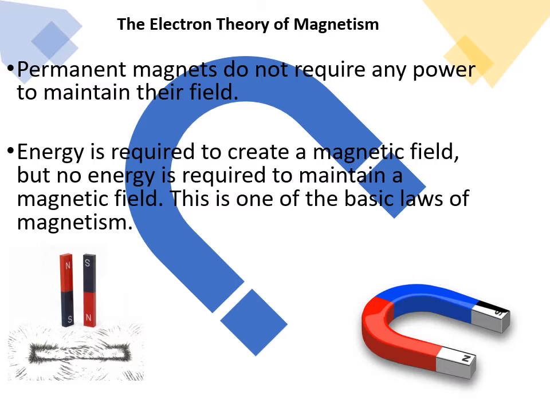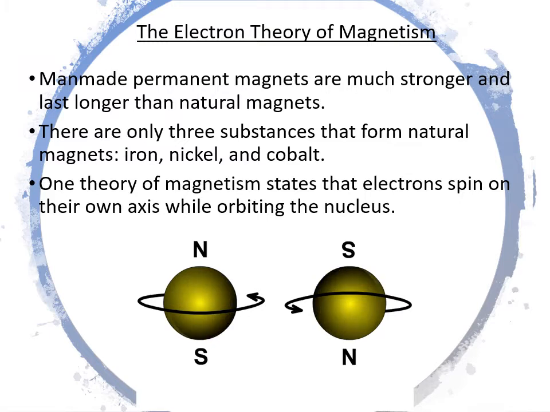Magnets come in a variety of different sizes and shapes and configurations. Permanent magnets require energy to be created, but they don't require any energy to maintain their field once they're created. This is one of the basic laws of magnetism. Man-made permanent magnets are much stronger than anything that occurs naturally. Some of the best magnets that we make now are made out of ceramics.